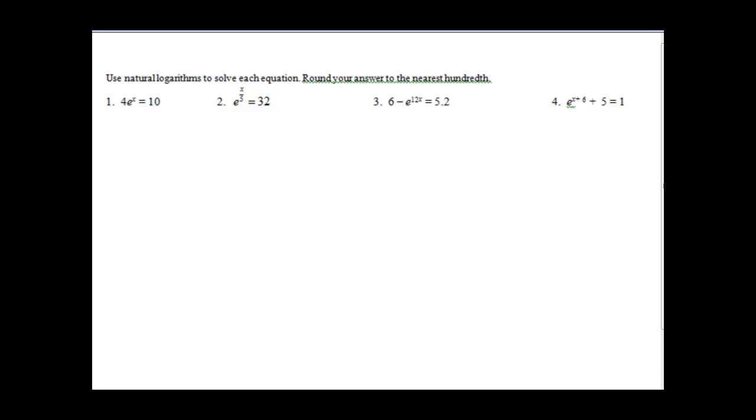Okay, so for instance, we're going to do number 3. First thing, we need to get this x by itself. So if we subtract 6, we have negative e to the 12x equals negative 0.8. We're going to divide by the negative 1, and we get e to the 12x equals 0.8. You have an e, or Euler's number, raised to the power of 12x. We're going to put an ln in front.